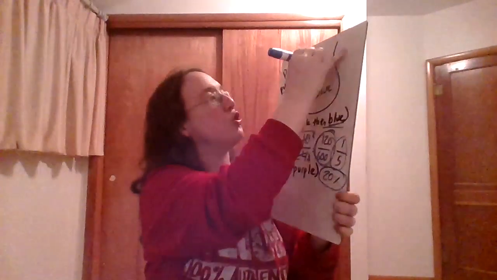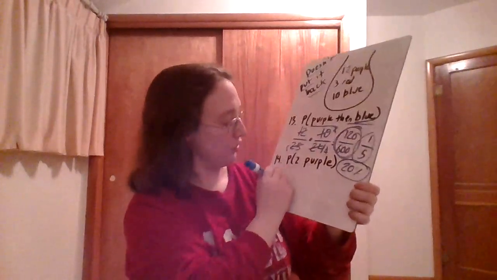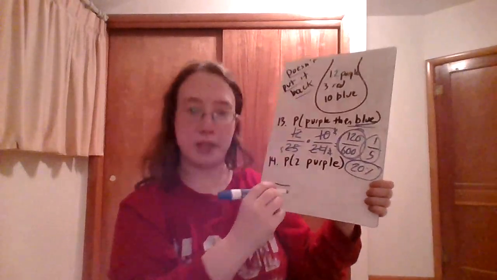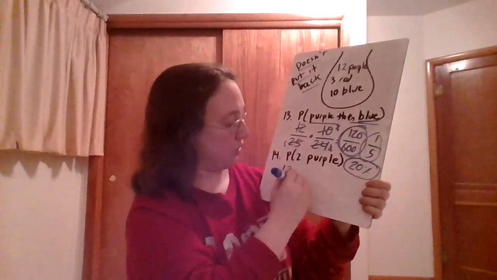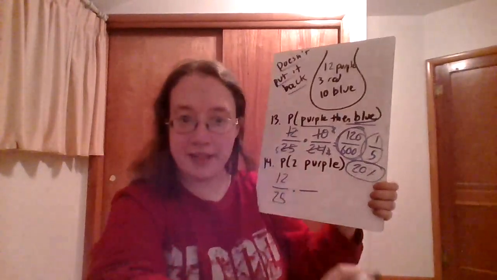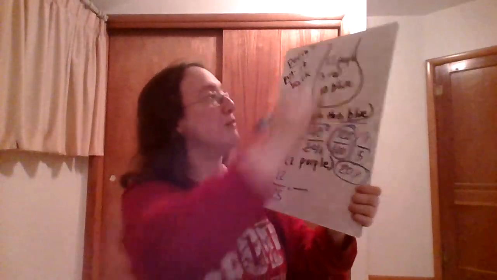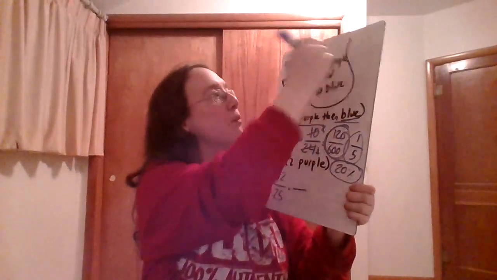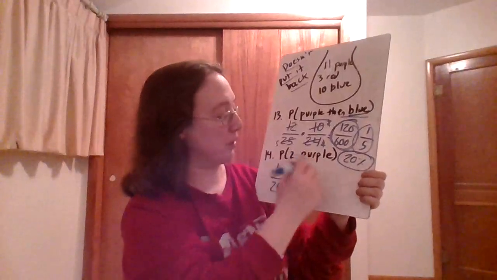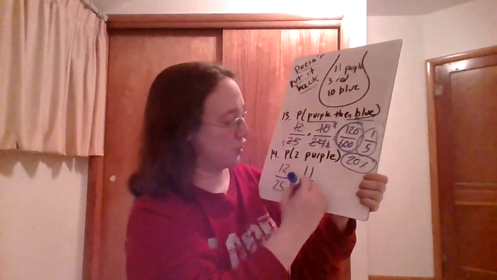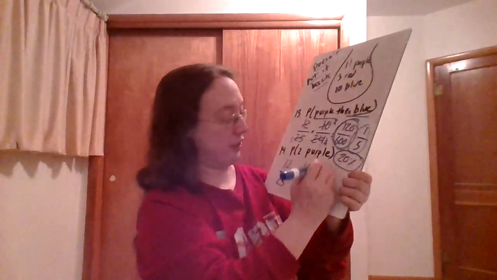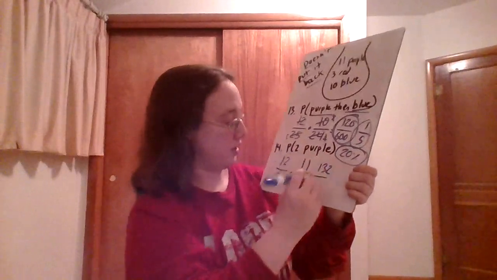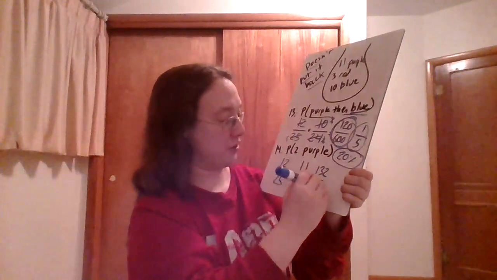Okay, now I'm going to put that purple back because we're looking for 2 purple. So if we want 2 purple in a row, we've still got that 12 out of 25 for our first purple. And this time, that is going to change the number that's on the top, because we took out a purple. So now I've only got 11 purple left for our second one, out of, again, 24 marbles total. And 12 times 11 is 132. 25 times 24 is still 600.